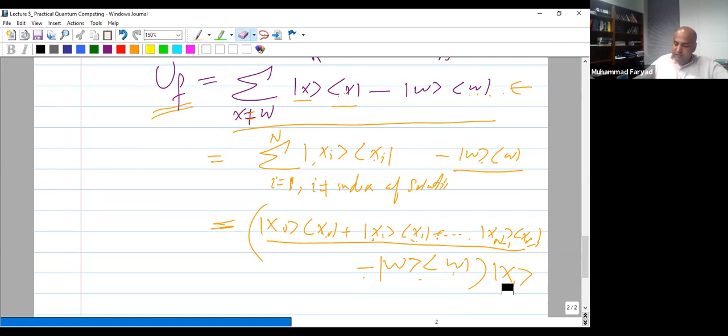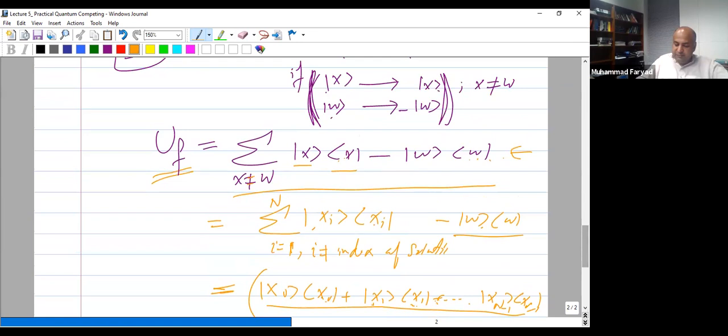So it means that this operator represents our phase oracle that just gives a minus sign to an index which is a solution. Okay, any question about this oracle?